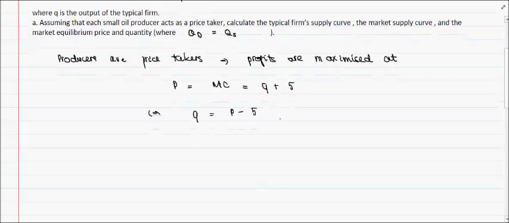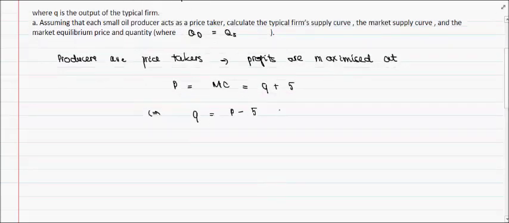Alright, so this is the supply function, the supply curve for a typical firm, and given a market price P, the firm should take that as given and decide how many units of output it would like to supply to the market. Remember P here is a constant, which is the market price, and the firm doesn't have any power to change that.